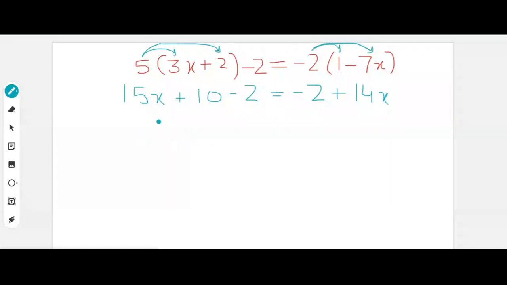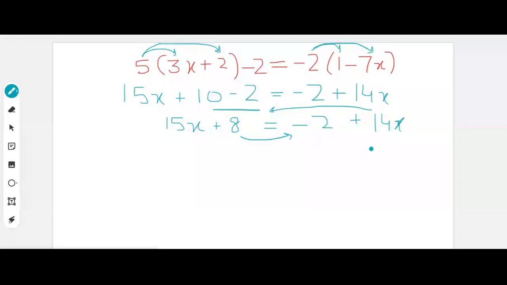Now the next step is we can simplify the numbers. 15x will remain as it is. 10 minus 2 is 8, plus 8, equal to minus 2 plus 14x. Now the next step is we need to shift this 14x to the left side of the equation and this 8 to the right hand side of the equation.